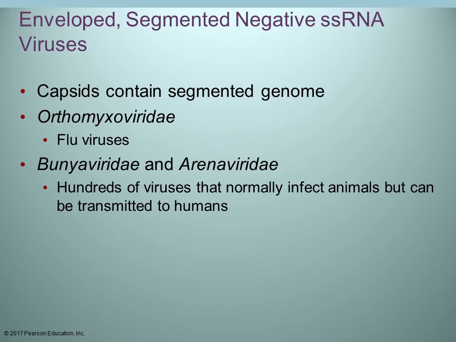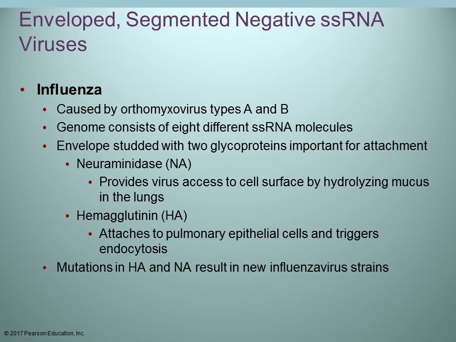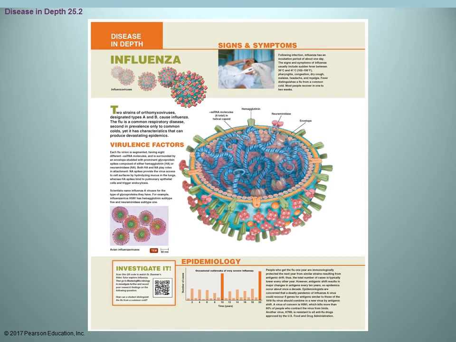Orthomyxoviridae, this would include your Flaviviruses, and then you have the Bunyaviridae and Rhinoviruses. These normally infect animals. Some of them can be transmitted to humans. The flu virus or influenza, there's type A and type B. The envelope has different glycoproteins that are important for attachment on it. It tends to have 2 different types. And then when you get mutations of these, that's when you get new strains. So we use those letter designations to show the strains.